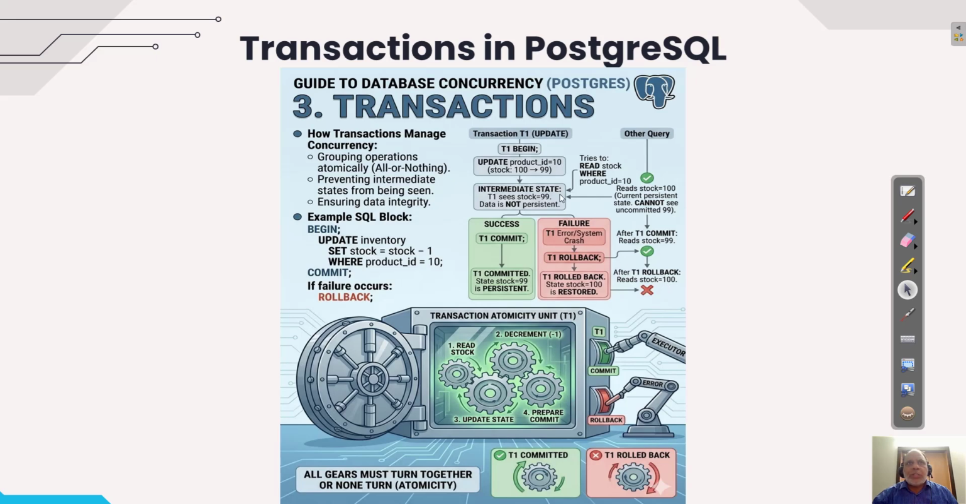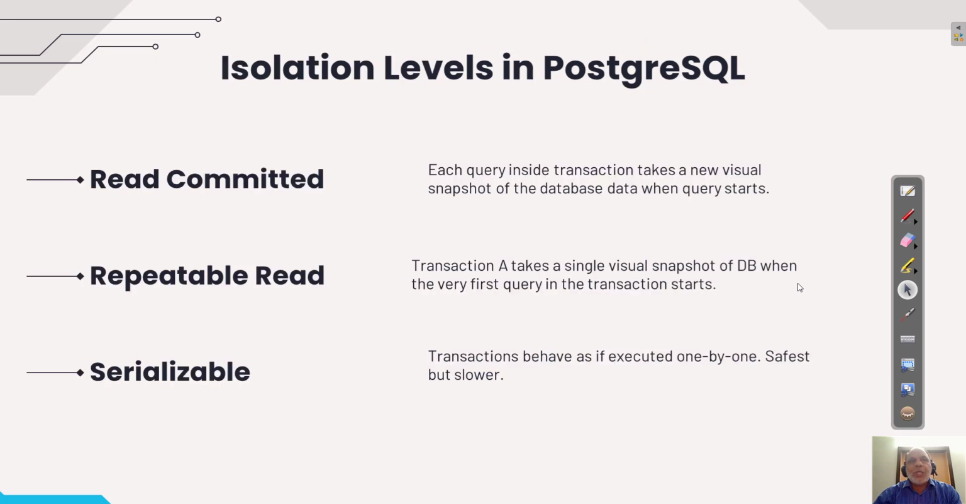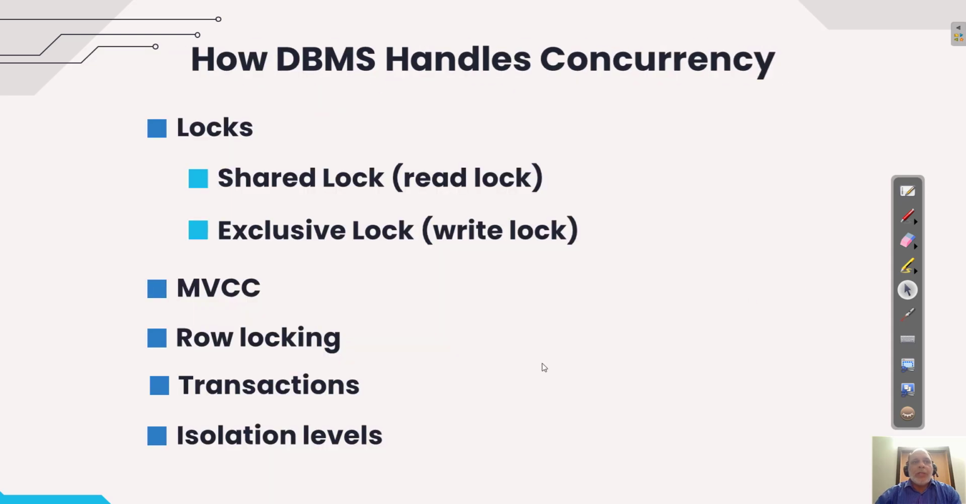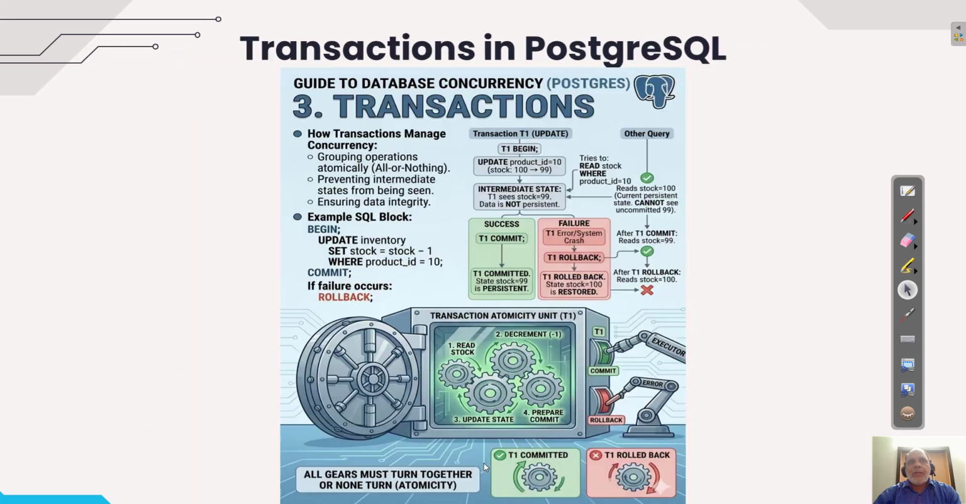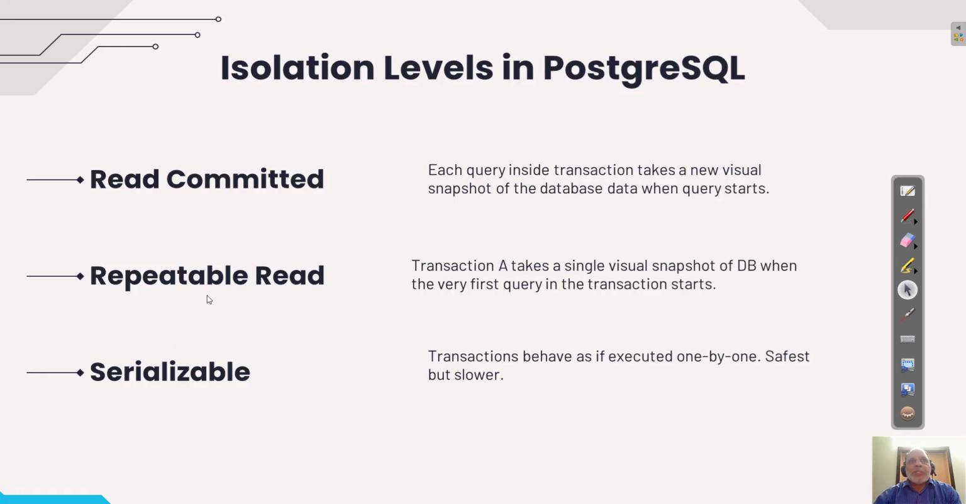So this is the transaction mechanism in Postgres, to handle race conditions and concurrency problems. This is also a very efficient mechanism. Another is the isolation level mechanism in Postgres. Here, transactions we have discussed; now we will discuss the isolation levels. The first one is read committed.